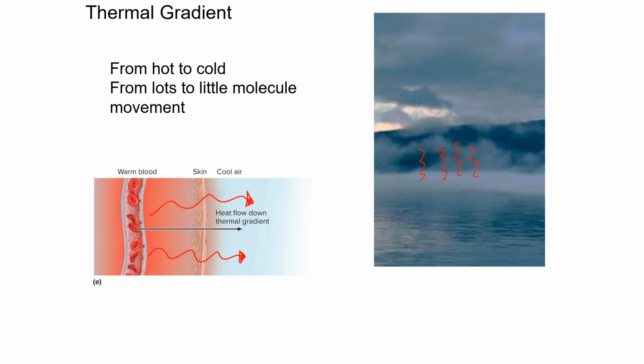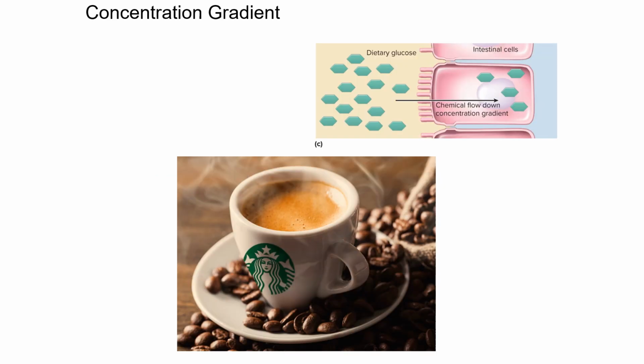A thermal gradient, though, if we were in a physics class, would have a broader definition, and we would define it as areas of molecule movement. And heat is not the only thing that can determine that. Most often in this class, we will encounter concentration gradients. And a concentration gradient is defined as two areas of high and low concentration.